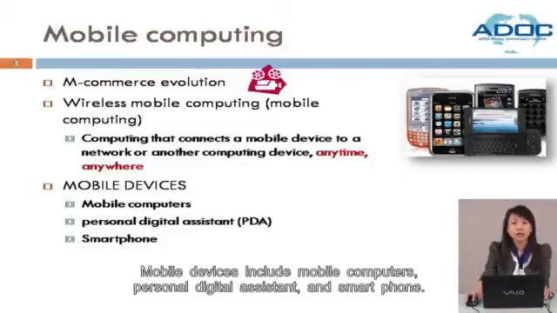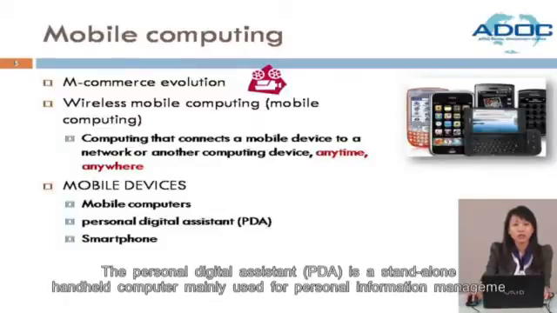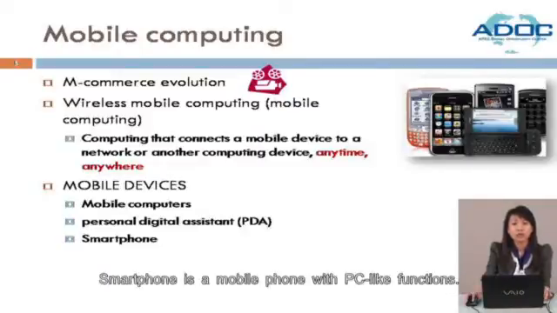Mobile devices include mobile computer, personal digital assistant, and smartphone. Mobile computers are laptop, think and write notebooks, and tablet PC. The personal digital assistant is a standalone handheld computer mainly used for personal information management. Smartphone is a mobile phone with PC-like functions.